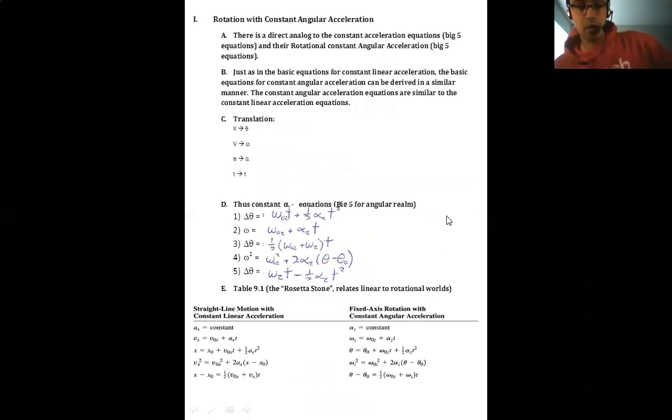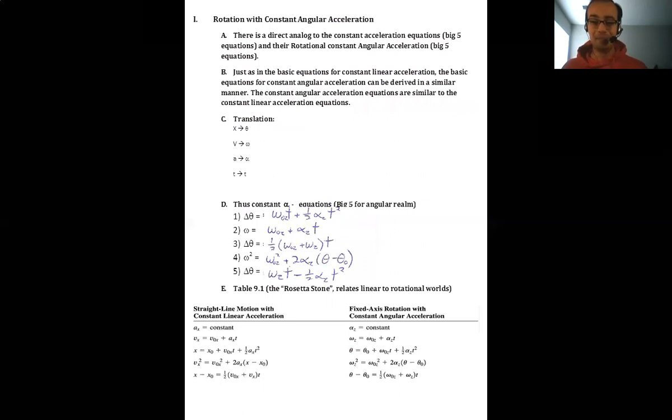Now, you may have noticed, and one thing that I've been talking about, is that the angular world does look an awful lot like the linear world, just with different letters. You could say that in the angular world, it should all be Greek to you.